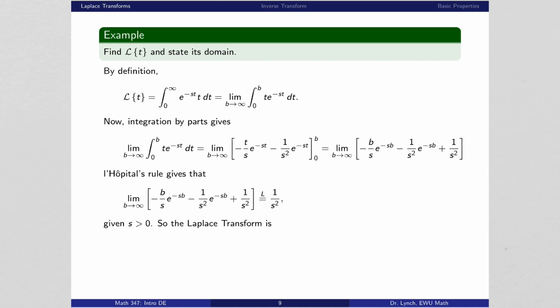So you might remember L'Hopital's rule from Calculus 2. L'Hopital's rule tells us that the value of this limit is 1 over s squared, just so long, again, as s is a positive number. So here's another new transform, the transform of the function t. The transform of the function t is 1 over s squared. Again, its domain is s greater than 0.